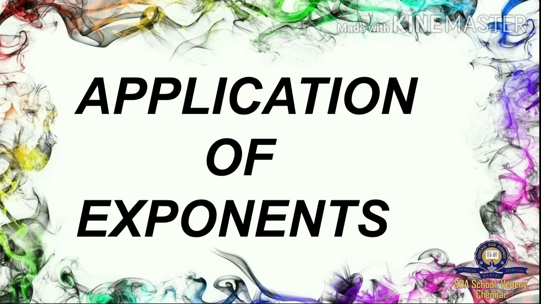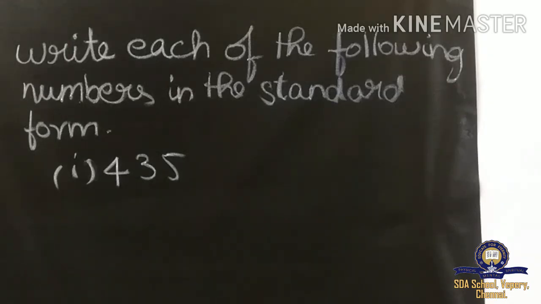We can write such a large number as a into 10 power n, where n is an integer and 1 is less than or equal to a, which is less than 10. A number written in this way is called standard form. Let's see one example. Write each of the following numbers in the standard form.